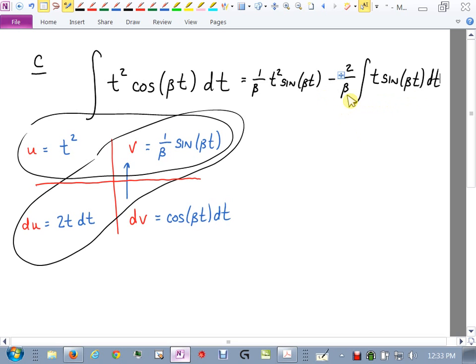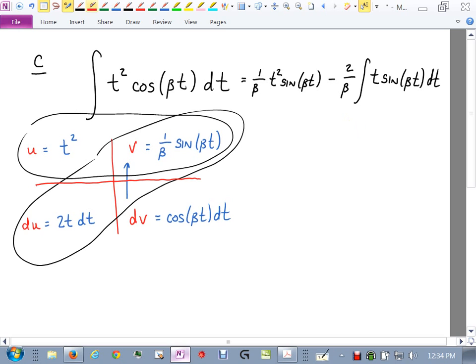Any questions on this? Did we get anywhere? Are you going to be able to integrate this? How? We're going to do integration by parts again. Because what happened was, in the first application of integration by parts, we went from a t squared down to a t. And if we do it again, we're going to be able to take that t down to a 1. So we apply it 2 times. Big deal.